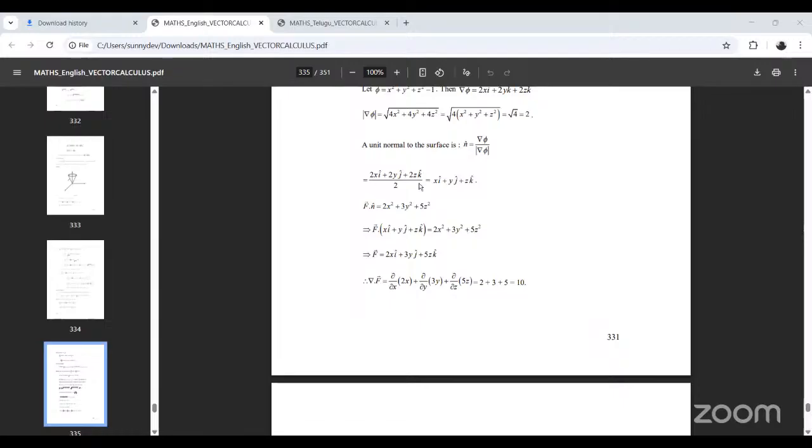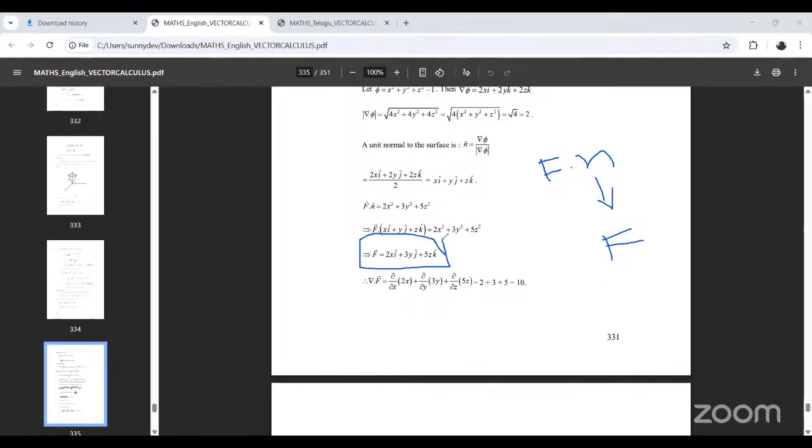But they are given f dot n, which is equal to 2x² plus 3y² plus 5z². Comparing these terms, from that f dot n we are finding f. So f equals 2x i plus 3y j plus 5z k.